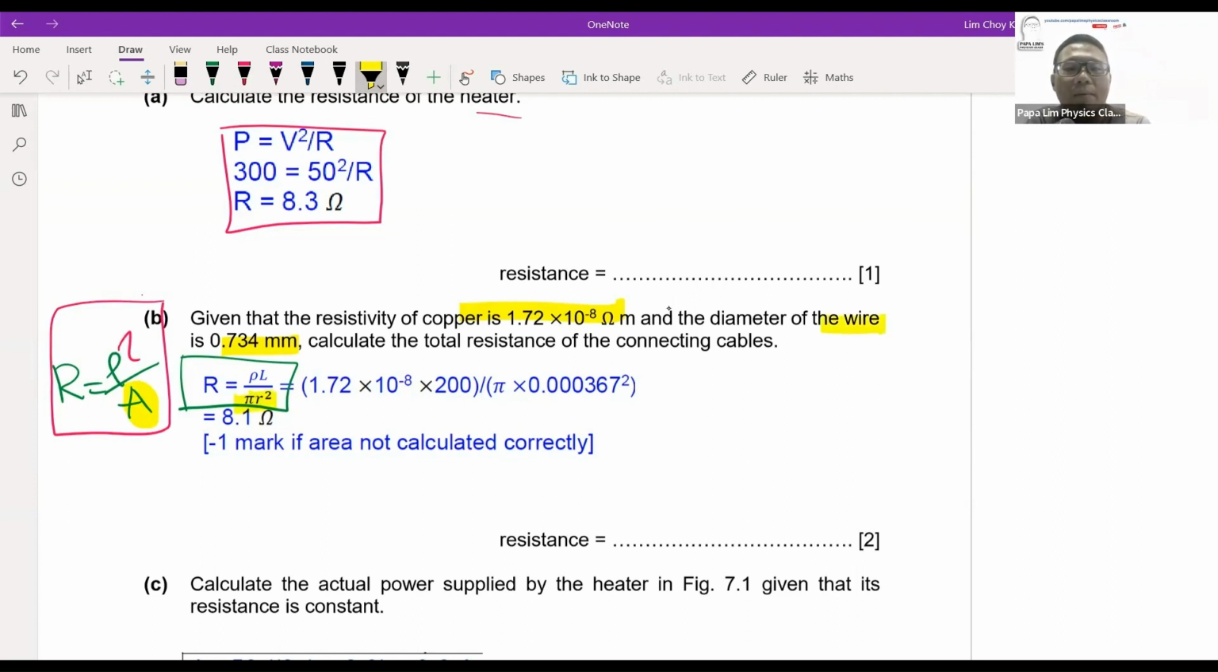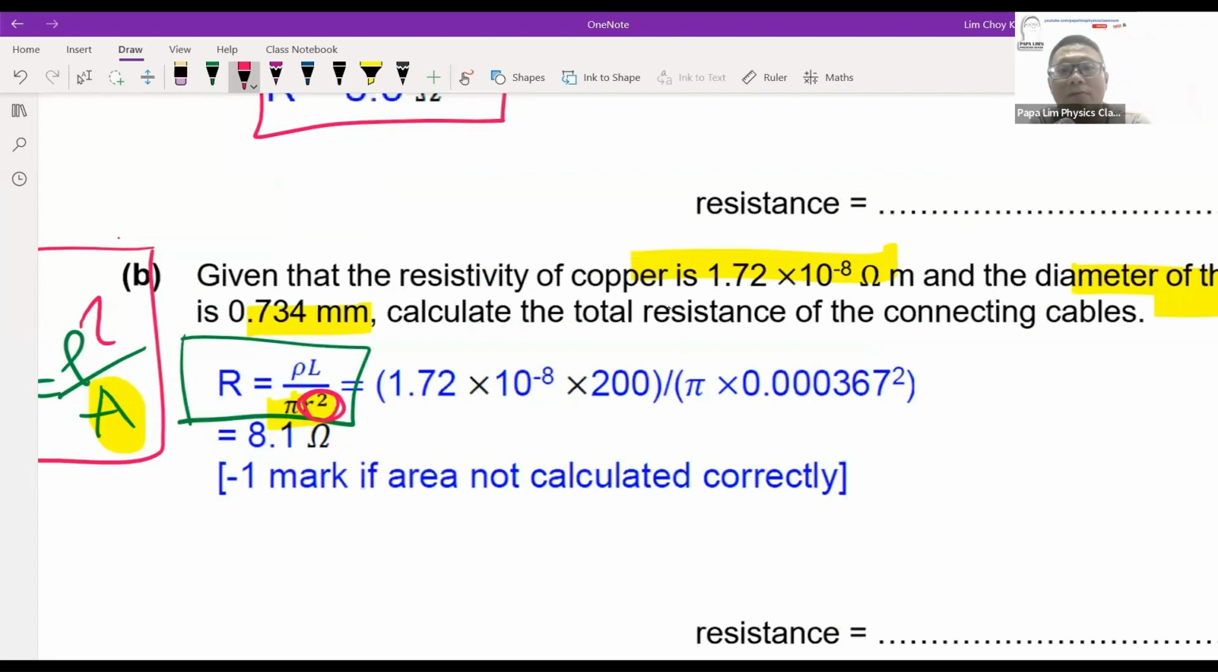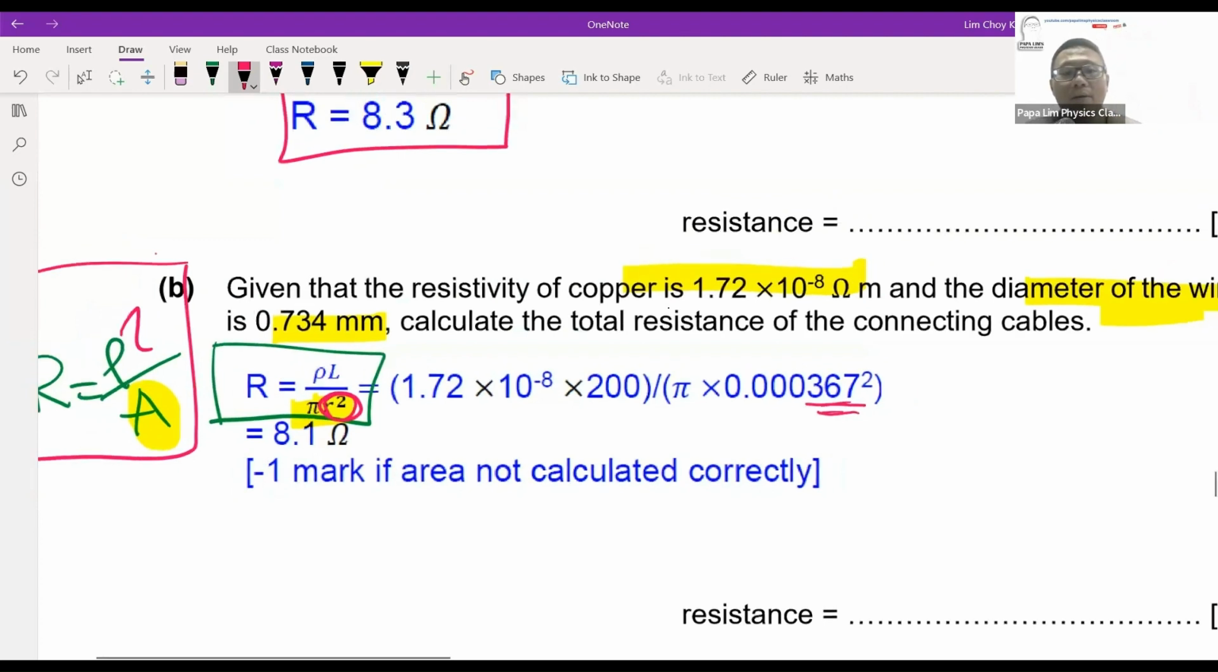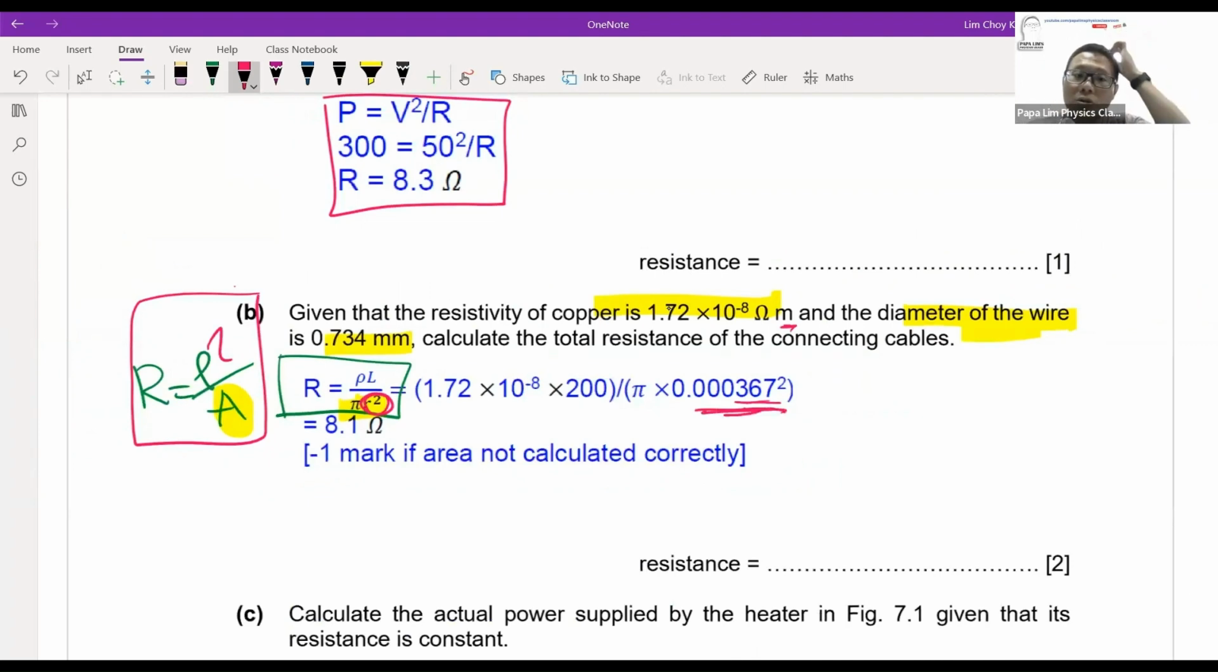In this case, we are looking at the diameter of the area, which is pi r squared, and the diameter is 0.734. But remember, for area, what we need is the radius, not the diameter. So if your diameter is 0.734, the radius is actually 0.367 millimeter. The second booby trap, other than the formula, is the SI units. It has to be in meter for everything, so don't leave it in mm. You have to convert millimeter to meter first in order to calculate the area in meter squared.